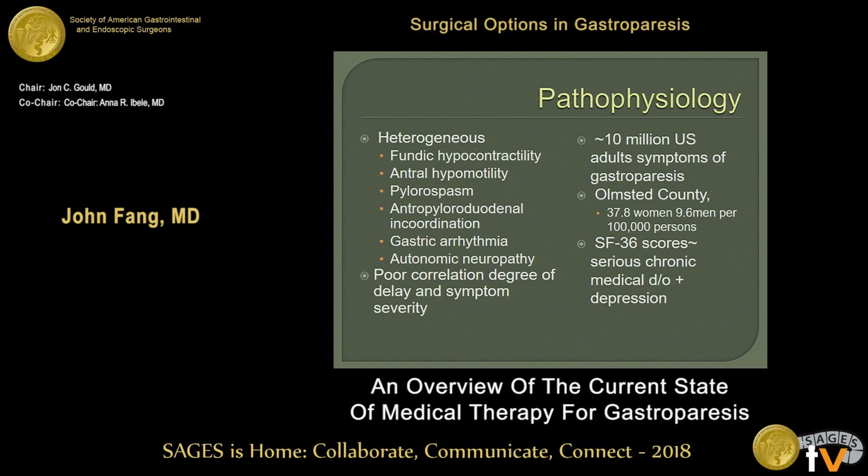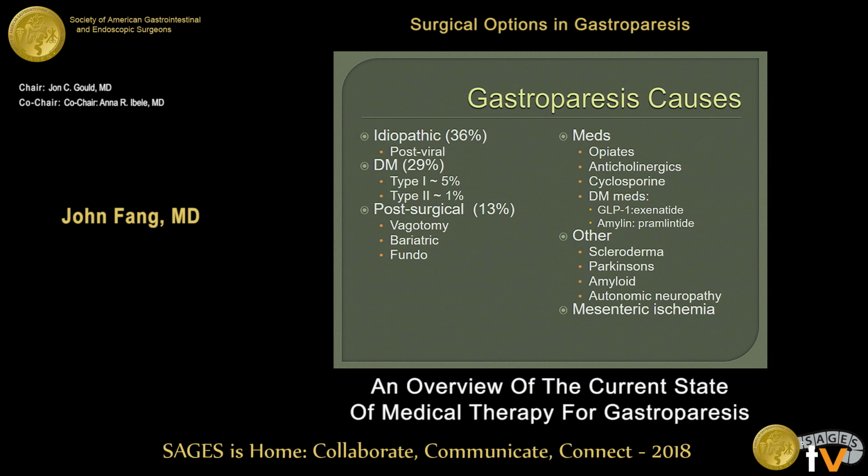Here you can see some of the epidemiology: 10 million adults. This is a big group of patients. Olmsted County data, so that's Mayo Clinic, shows that it's about 4 times as common in women as in men. And when we see these patients on the medicine side, they're often in and out of the hospital, in and out of ERs. So if you look at quality of life, it equates to serious medical conditions, including severe depression.